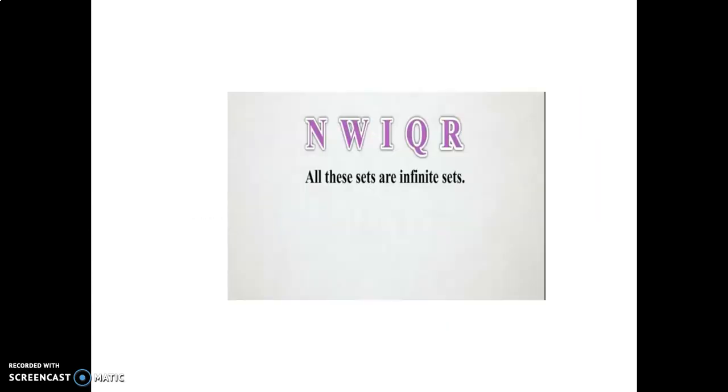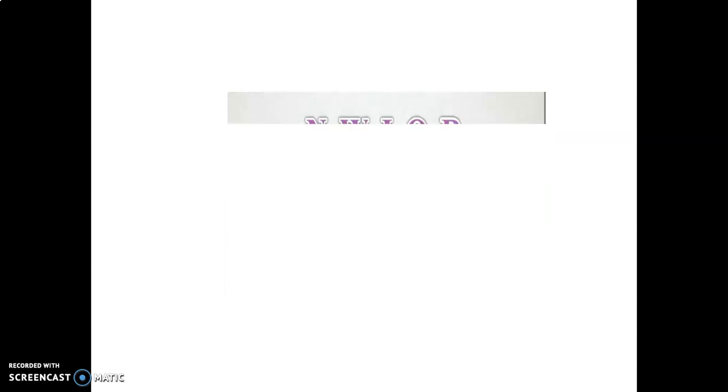Here, capital N represents the set of natural numbers. W represents the set of whole numbers. I represents the set of integers. Q the set of rational numbers and R the set of real numbers. The elements of these sets are unlimited and uncountable. So all these are infinite sets.